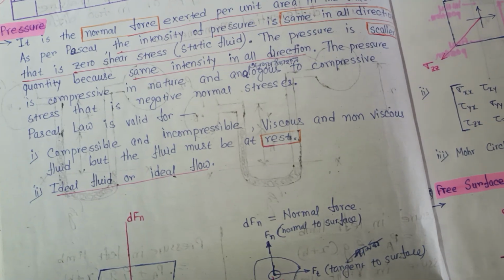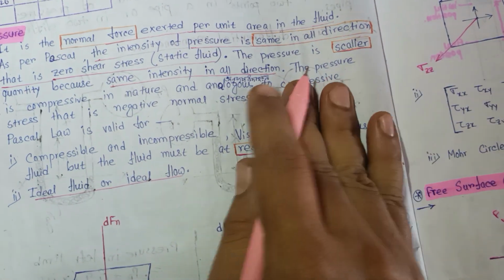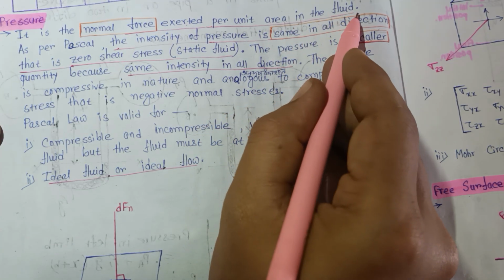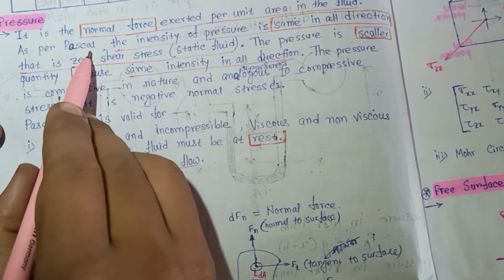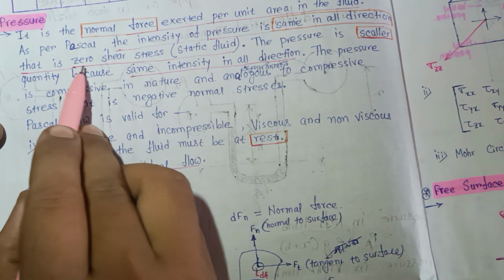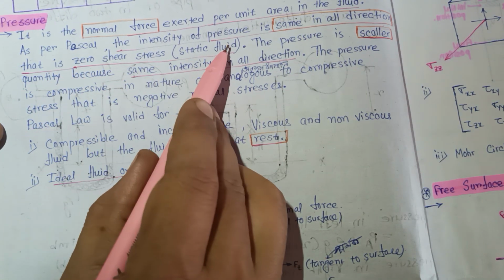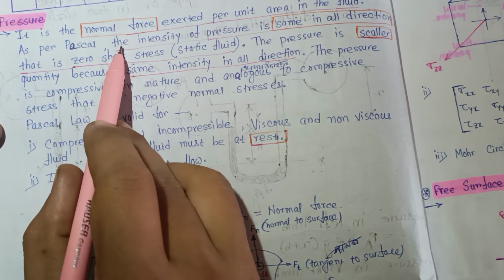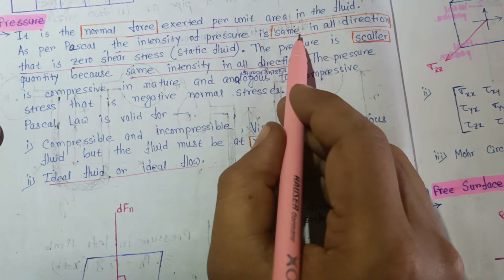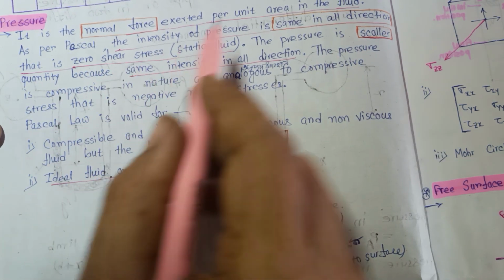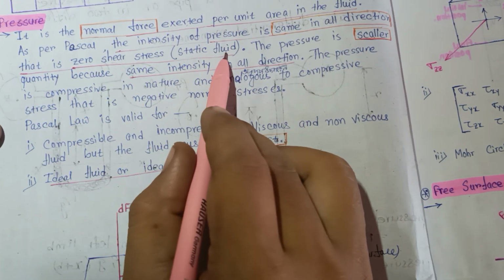So let's try to understand what is pressure. It is the normal force exerted per unit area in the fluid. As per Pascal, the intensity of pressure is the same in all directions. That is zero shear stress, static pressure. This is very, very important. The intensity of pressure is the same in all directions. That is zero shear stress, which means it is a static fluid.